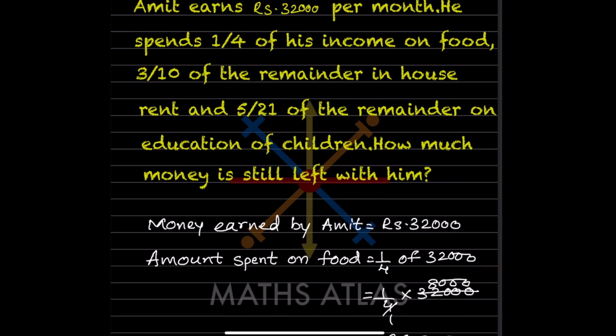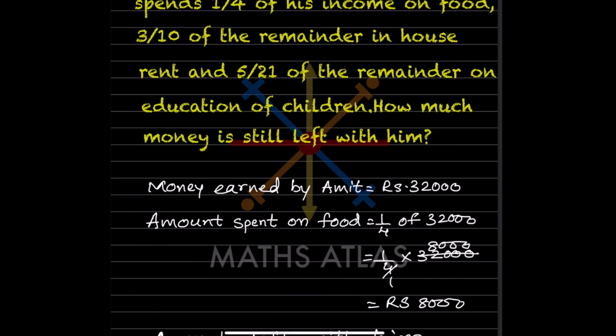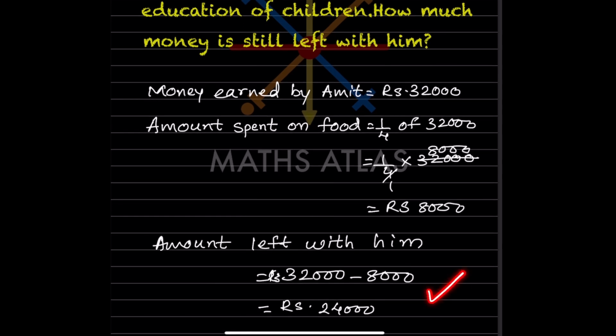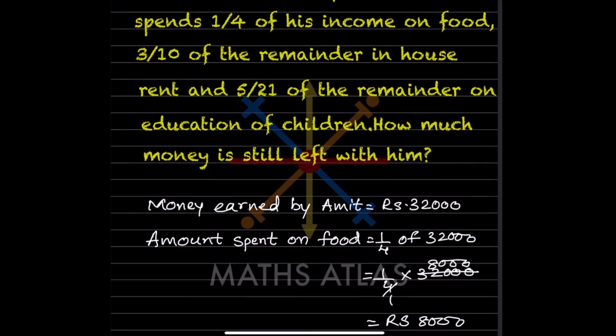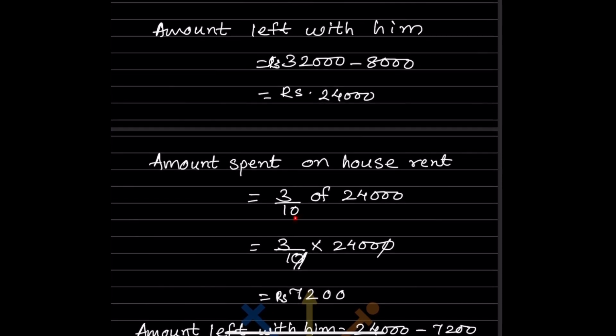Then 3/10 of the remainder in house rent. Of the remainder. So see here, from 32,000, 8,000 is gone. So how much remains? Now that will be 24,000 remains with him. From that he is spending 3/10 in house rent. So now amount spent on house rent, 3/10 of what? This is important, that is 24,000. So now how much remains with him is 7,200.